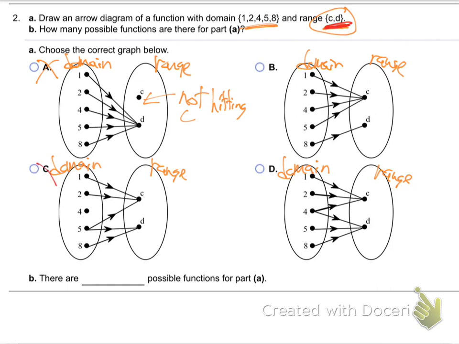Look at C. C's no good because 5 goes to two different things. That's an X. Domain is the X values. This is the Y values. So there's an X value, 5, going to two different Y values, C and D. Part D is wrong also because you see 4 is an X value going to two different Y values. So that's not any good. So the one that's a function is B.